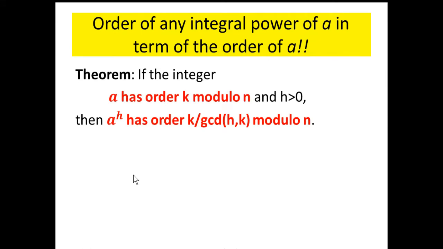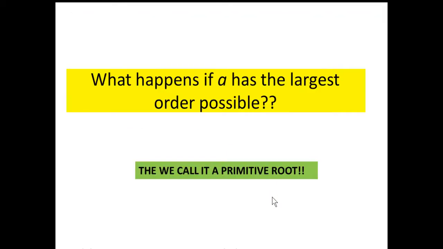Order of any integral power of a in terms of the order of a. So if you already know the order of a, and that is k mod n, then what is the order of a to the power h? Then the order of a to the power h will be k upon GCD of h and k. This is an important result. Now what happens if a has the largest order possible? And largest order means, by Euler's theorem, that the largest power is phi n.